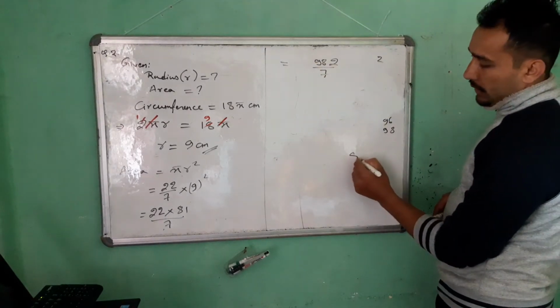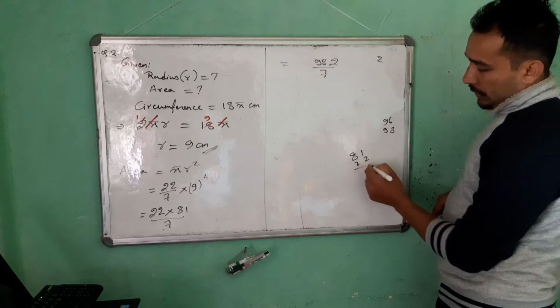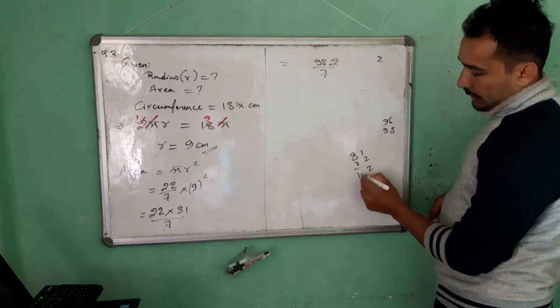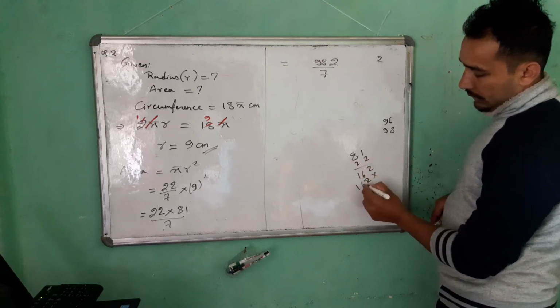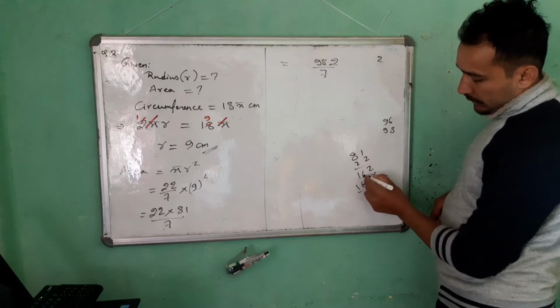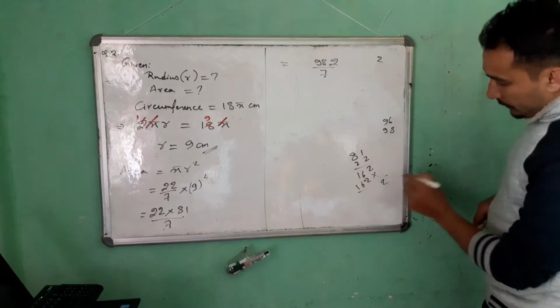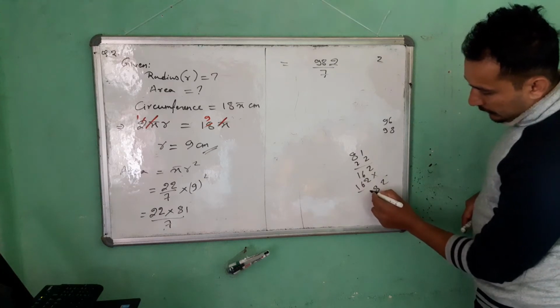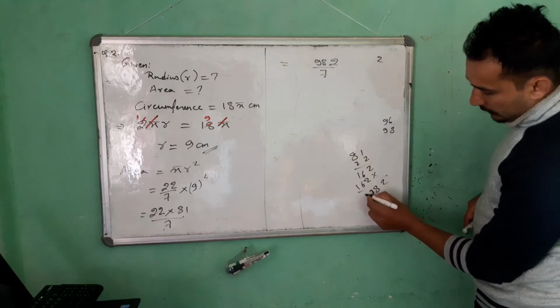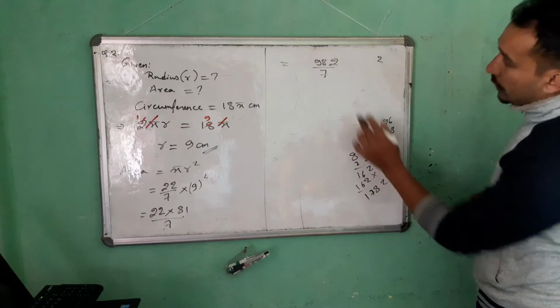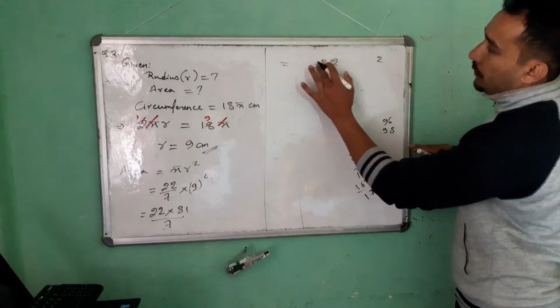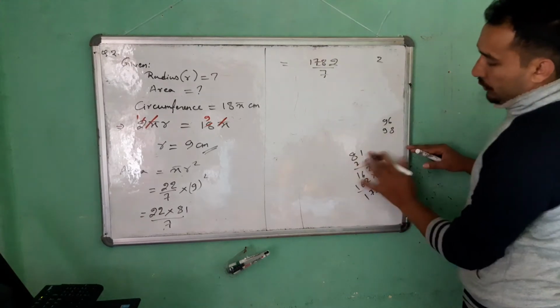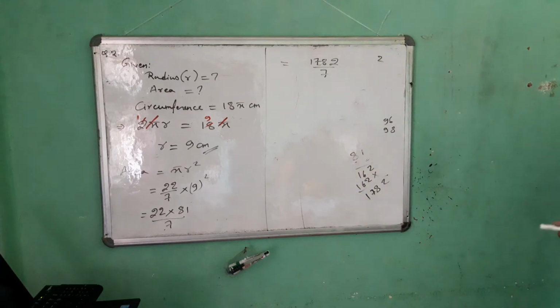Let me multiply once again. 22. 2 ones are 2, 2 8s are 16. 2 8s are 16, 6, 7, 8, 6, 7. Sorry, 1 7 8 2. 1782 divided by 7.